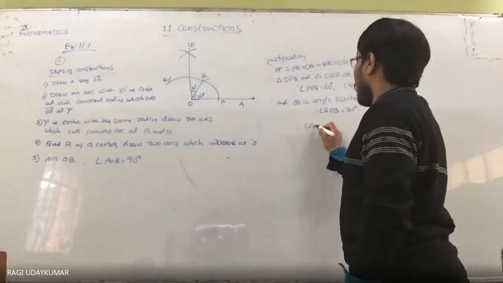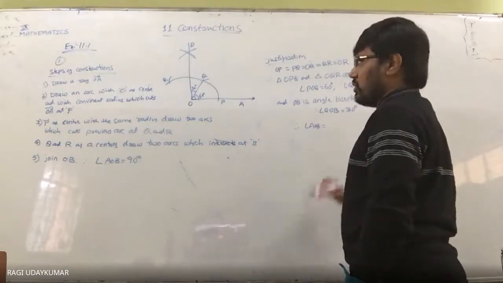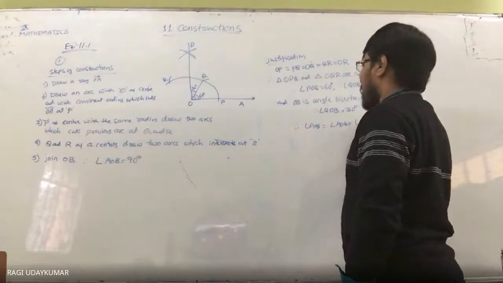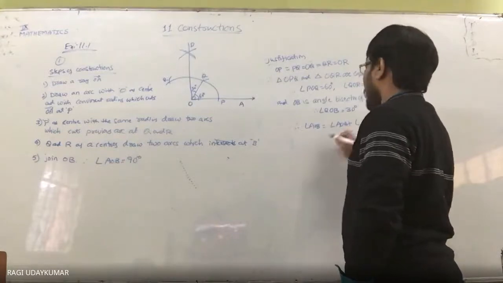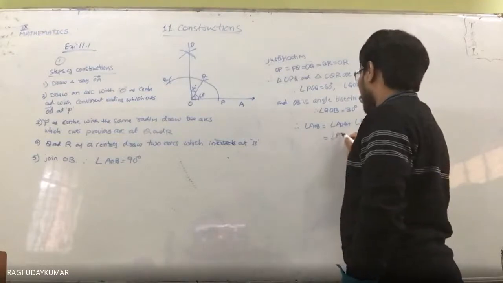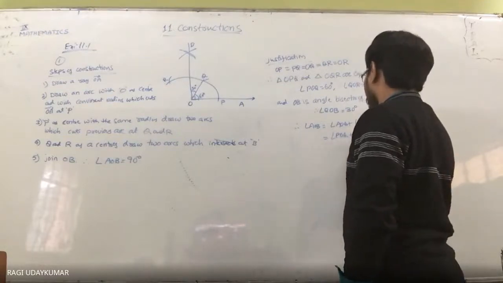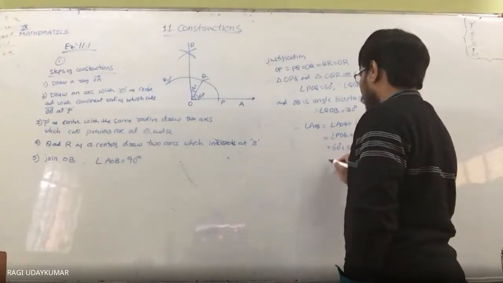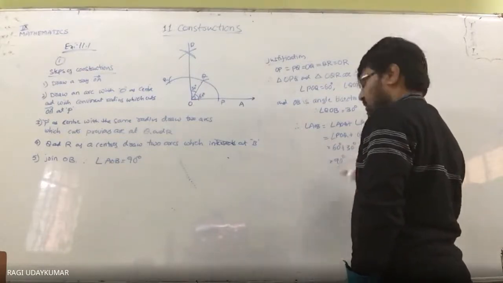Therefore angle AOB is equal to angle AOQ plus angle QOB. AOQ is nothing but POQ. Both are equal. So angle POQ. If you get confused, you can write angle POQ, QOB. So this is 60 degrees. This is 30 degrees, which is equal to 90 degrees.